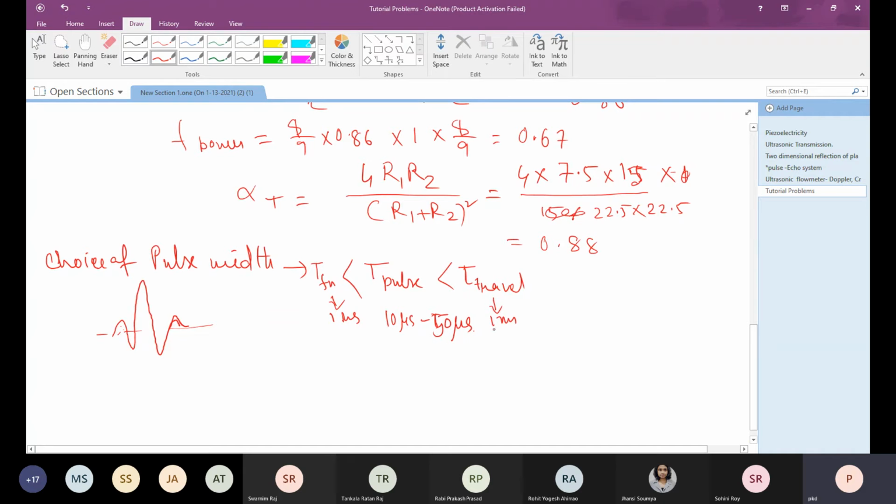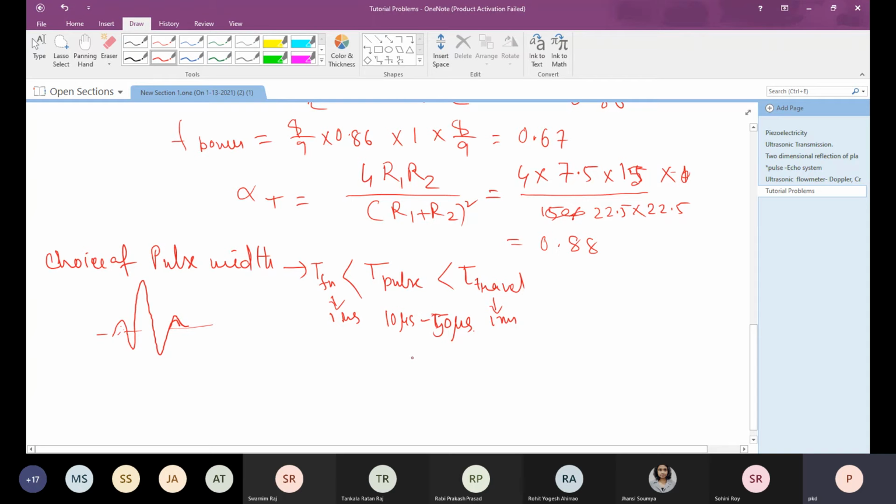However, the travel time is 1 millisecond for this particular height. If we want a good resolution of this depth measurement, then the lesser the value of T pulse, that should be better.